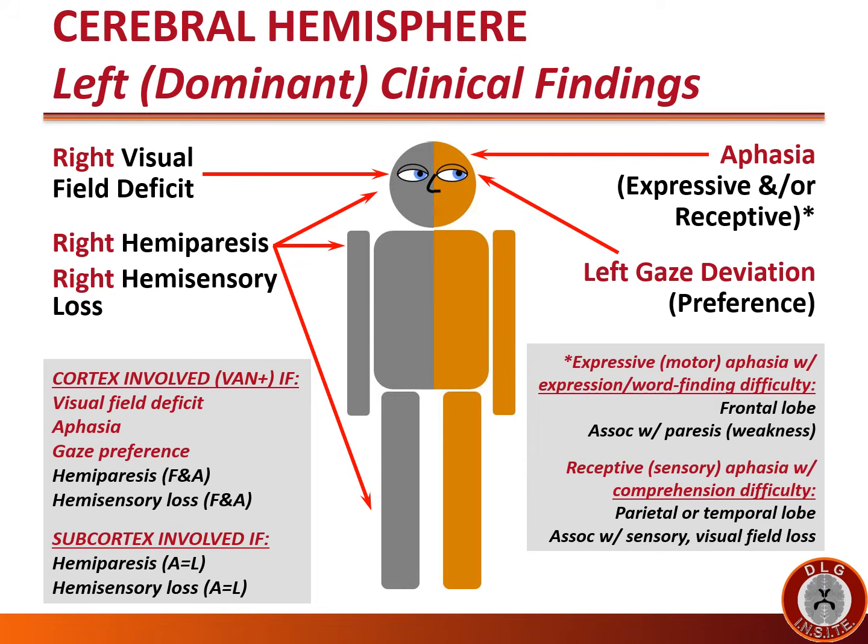So the cortex, again, is involved, that is to say the patient may be VAN positive if there is a visual field deficit and/or aphasia and/or gaze preference, in addition to a hemiparesis involving either face and arm or face, arm, and leg. Hemisensory loss as well. The subcortex specifically must also be involved when the leg is also very involved. And again, you can differentiate the proximal M1 versus the distal M1 based on that involvement of the subcortex.